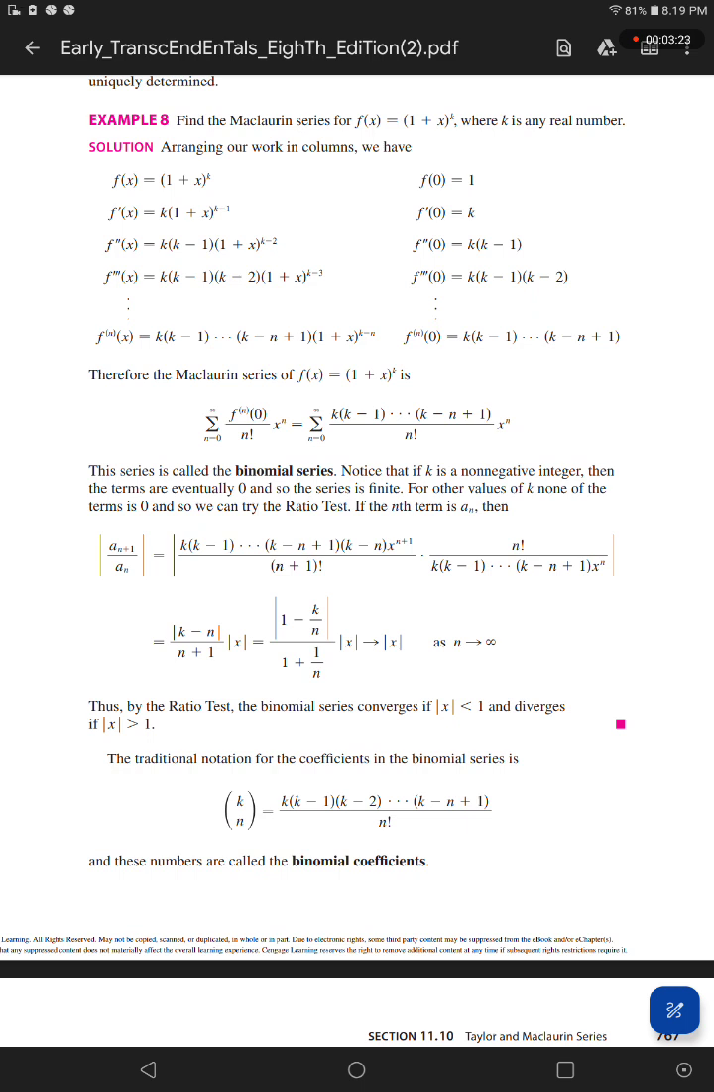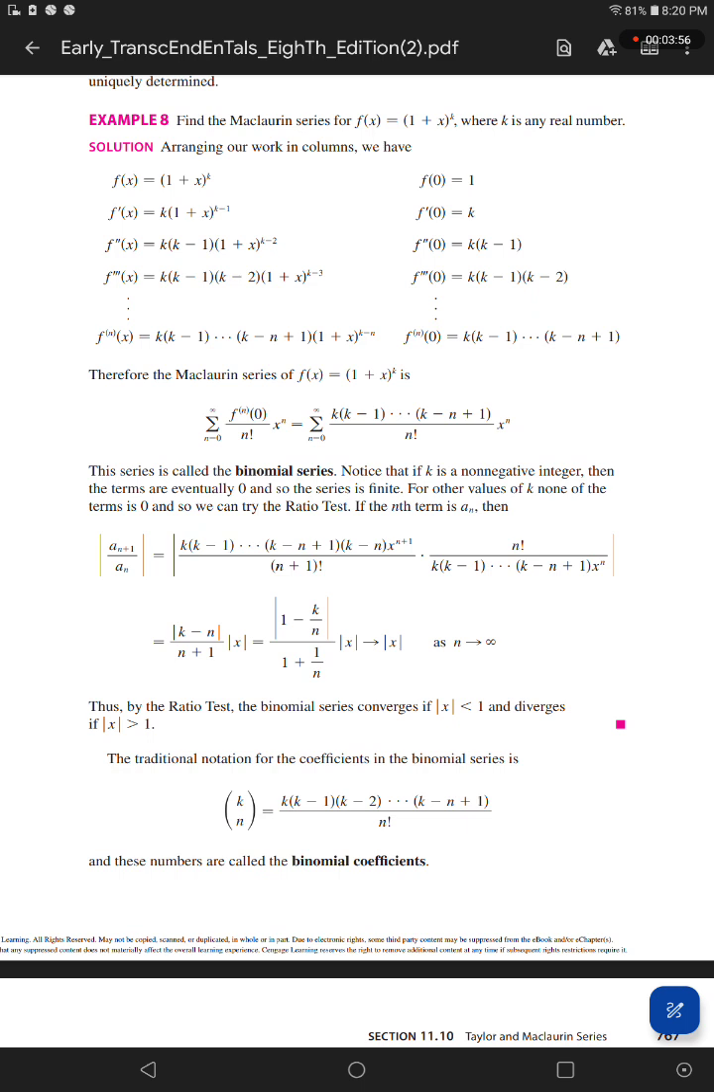equals the absolute value of (k - n) over (n + 1) times the absolute value of x, which equals the absolute value of (1 - k/n) over (1 + 1/n) times the absolute value of x, which approaches the absolute value of x as n approaches infinity. Thus, by the ratio test, the binomial series converges if the absolute value of x is less than 1, and diverges if the absolute value of x is greater than 1.